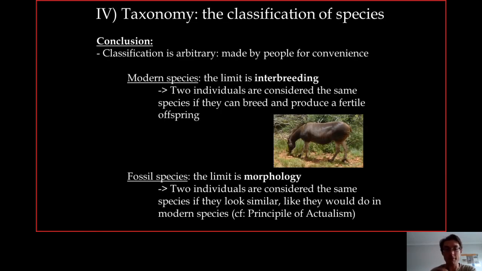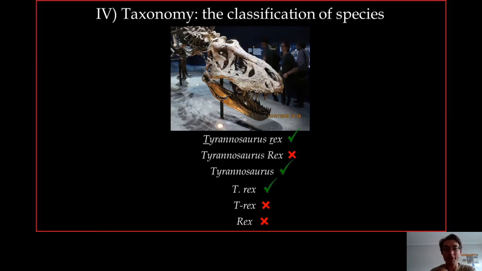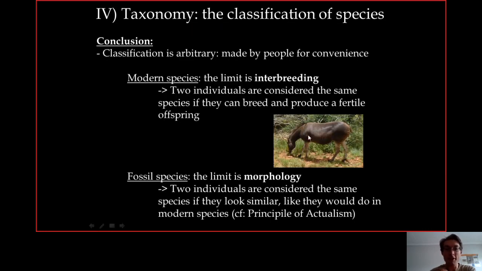So now it's up to you. Sorry, it's not yet the quiz. The quiz comes after that. First, the conclusion. Another thing you need to know about taxonomy is that taxonomy is arbitrary. Any classification is arbitrary. It was made by people for convenience.